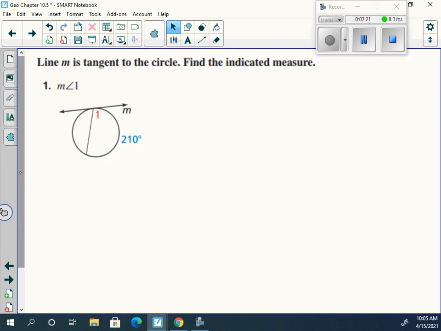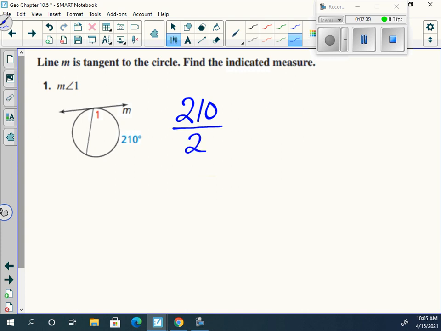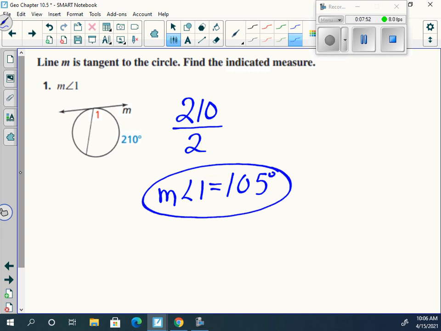All right, let's look at the next one. So they're asking us to find the measure of angle 1. So should the angle be bigger or smaller than the arc? Smaller. It's getting smaller. So we're dividing 210 by 2, or we're multiplying 210 by 1/2. And we get that the measure of angle 1 is 105 degrees. Any other questions on any of this here?